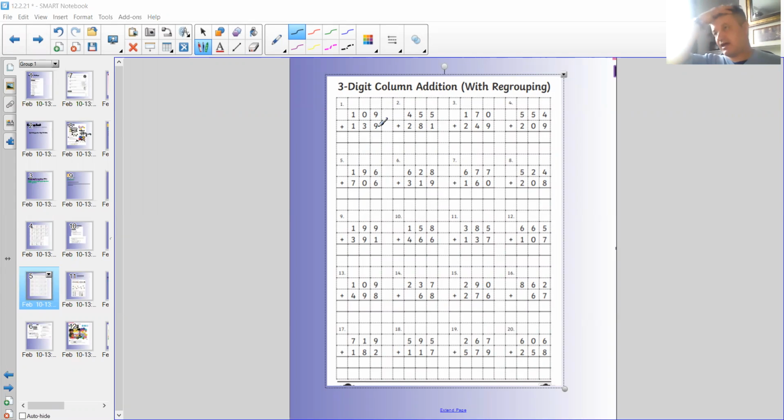So I put 9 in my head. I knew my 9 times table and my 2 times table. 2 lots of 9 is 18. Okay, so 18. 18 is made up of a 10 and an 8. I can only get 8 in my units column. The 10 has to go here in the tens column.